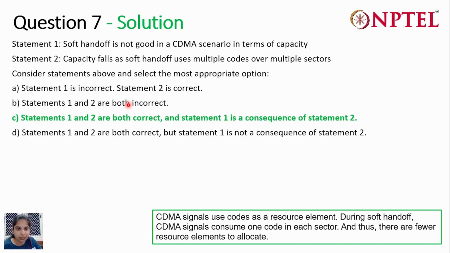It's C actually. Soft handoff is not good because soft handoff uses multiple codes or multiple sectors. So in CDMA, codes are the resource elements. For each sector, CDMA consumes one code. So there are fewer resource elements to allocate, and soft handoff is not a good choice in a CDMA scenario in terms of capacity.